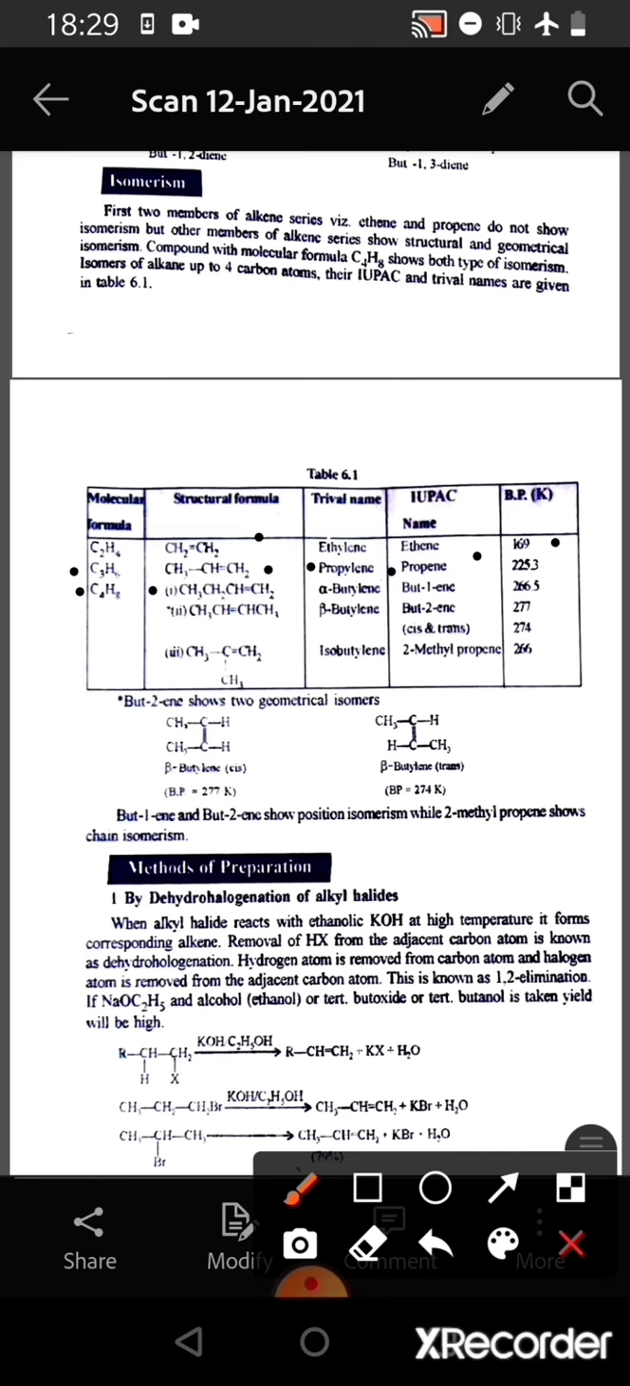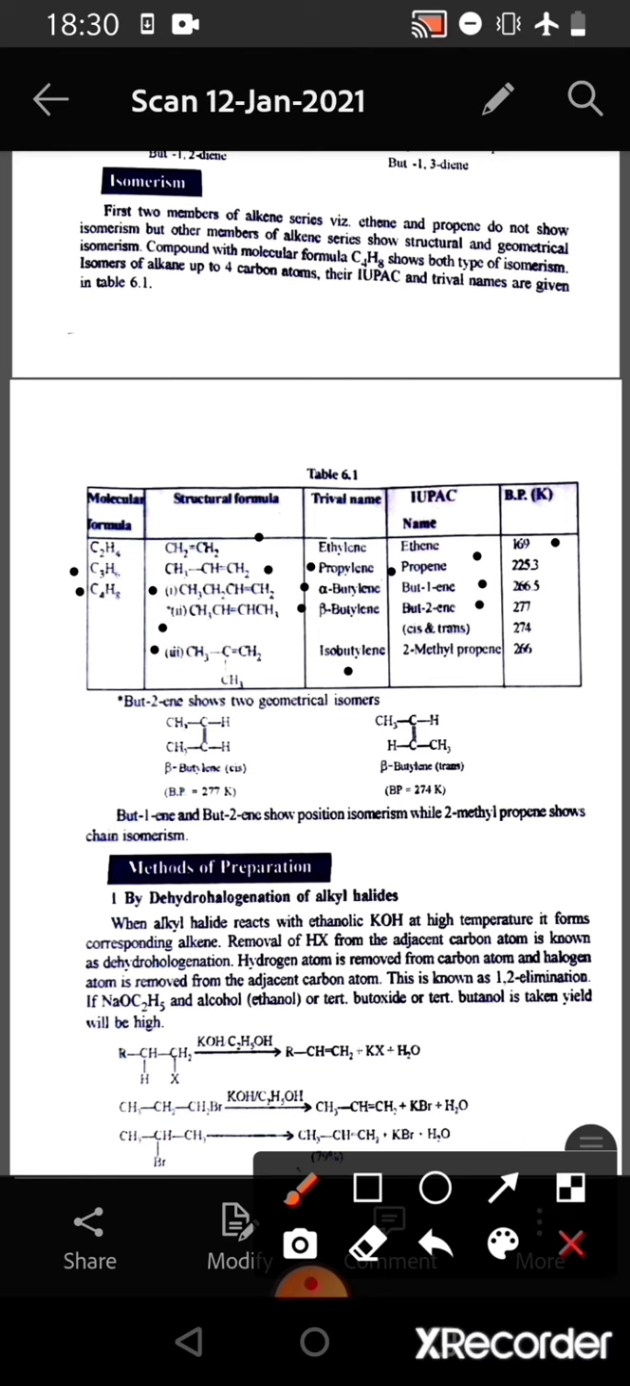The first isomer is CH3CH2CH=CH2, which is known as alpha butylene, and the IUPAC name is but-1-ene. And if we consider the second isomer, this is CH3CH=CHCH3. Its trivial name is beta butylene and its IUPAC name is but-2-ene. And its third isomer is CH3C(CH3)=CH2, with the C bonded by a single bond to CH3 and with a double bond to CH2, and its trivial name is isobutylene and its IUPAC name is 2-methylpropene.